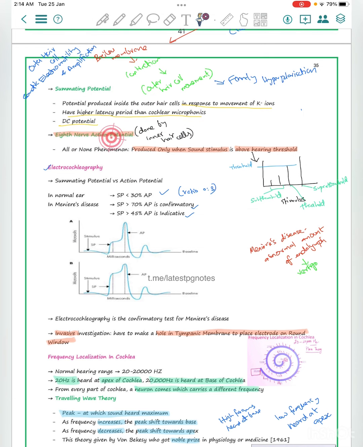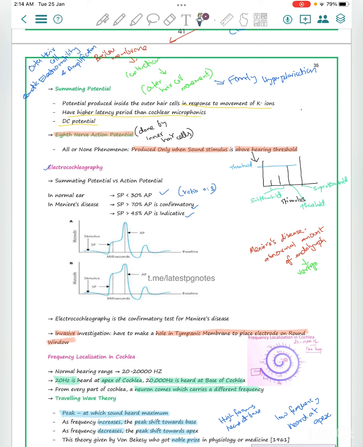And then is the 8th nerve action potential. This is the action potential that is done in the nerve cell. Okay, guys, it is produced only when stimulus is above threshold. It may be sub threshold, the stimulating threshold, and it may also be supra threshold.